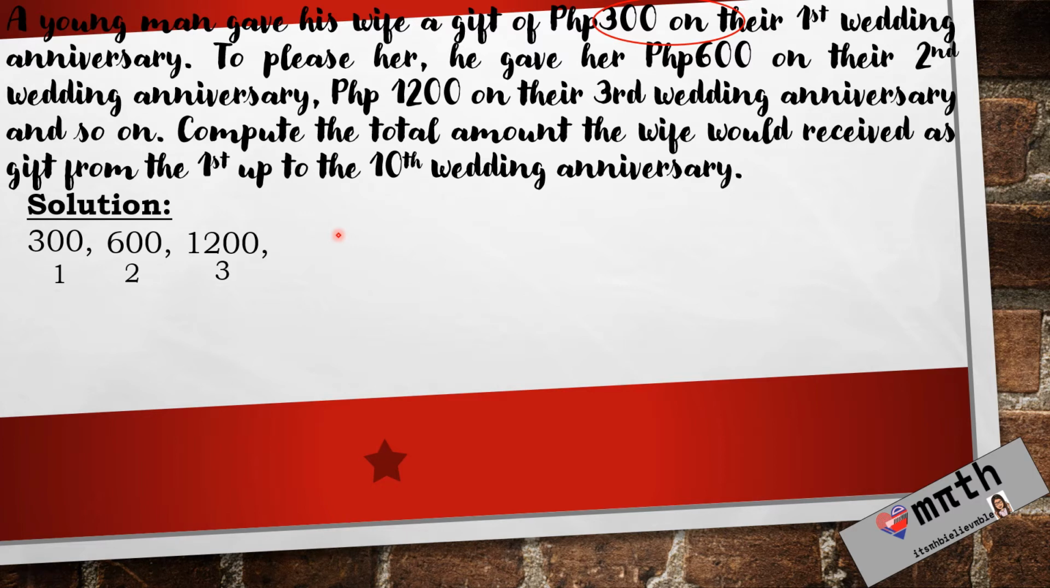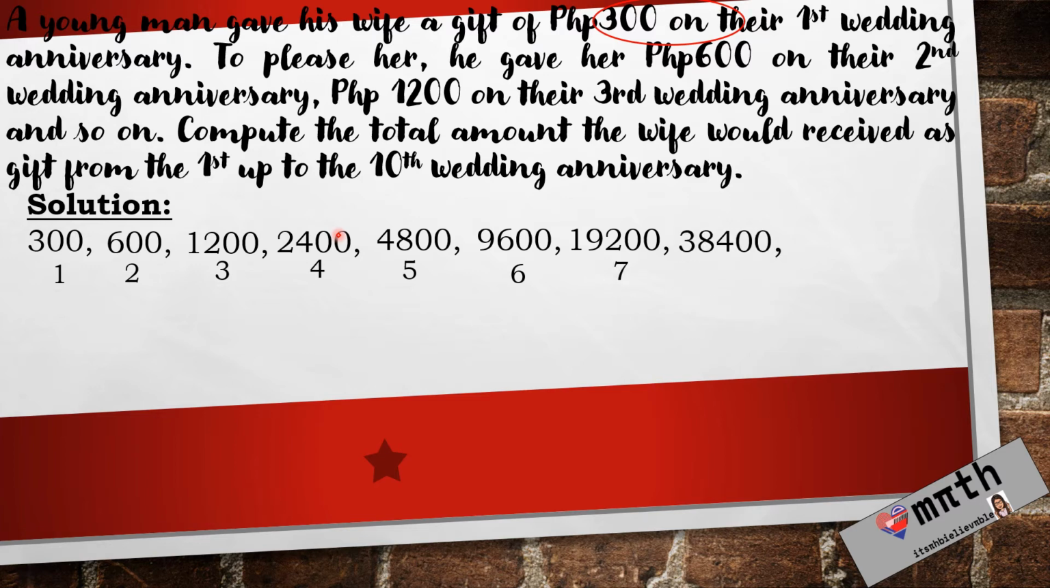So let us continue the amounts that the man gave to his wife, starting from the 4th year, which is 2,400. The 5th year would be 4,800. On the 6th year, that would be 9,600. On the 7th year, that would be 19,200. On the 8th year, that would be 38,400. On the 9th year, that would be 76,800. And on the 10th year, that would be 153,600.